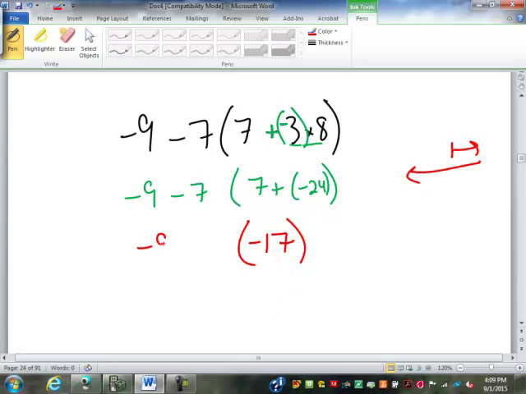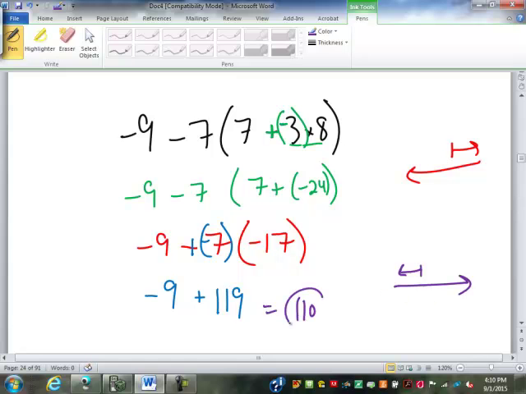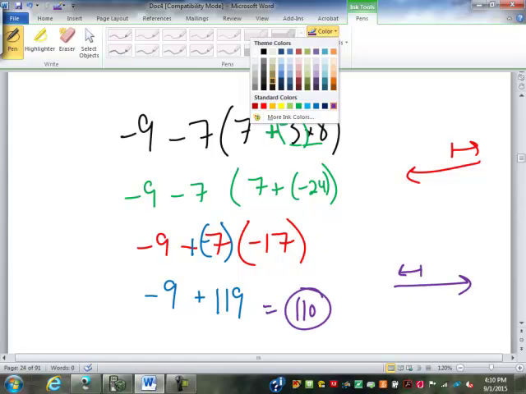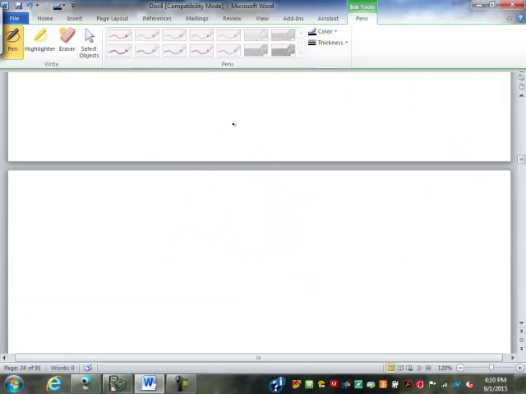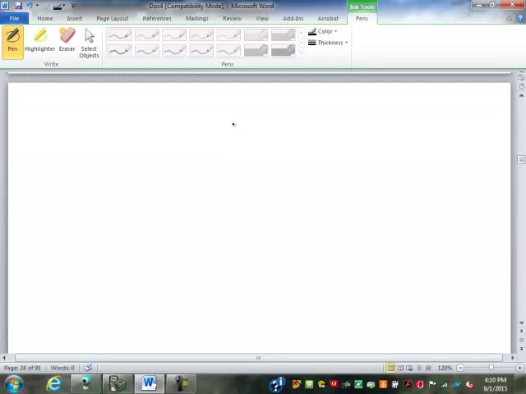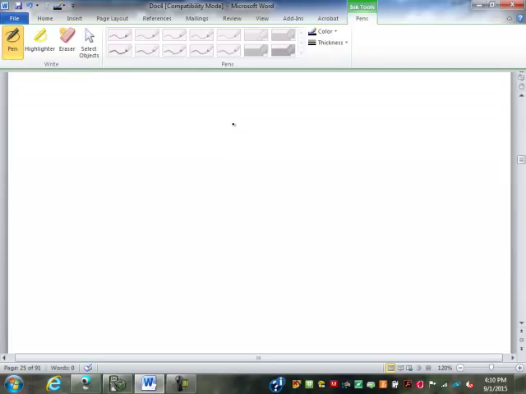So now negative 9 minus 7. We're going to want to change that to plus a negative 7. So it's negative 7 times negative 17, which is 119. And now it's a negative 9 and a positive 119, which is 110. Well, our next step is actually going to build off of this. We're not going to actually just do direct order of operations, but we're going to see things that look like this.